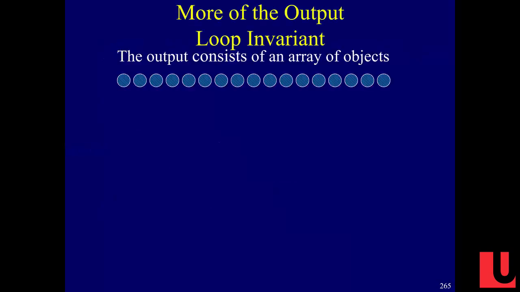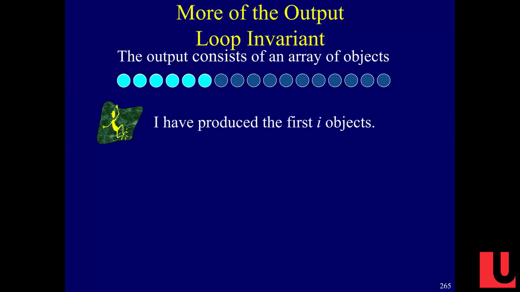All right, more of the output. The output consists of a bunch of objects, and the loop invariant will say... oh, that's funny. I just fixed those, but I fixed them in a kind of funny way. That's okay. The loop invariant says I've produced the first i of them, or produced some i of them. Maybe you're doing them in a different order.